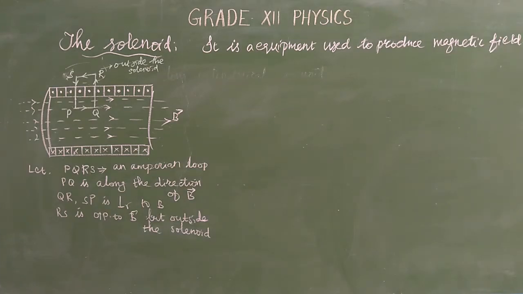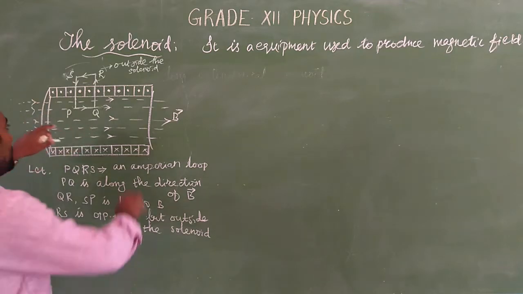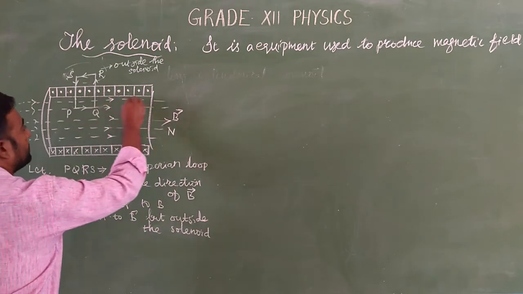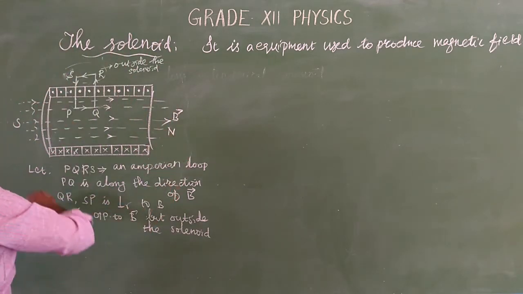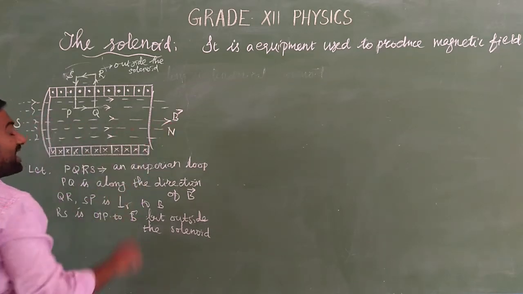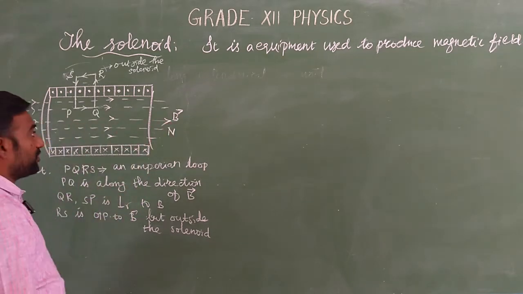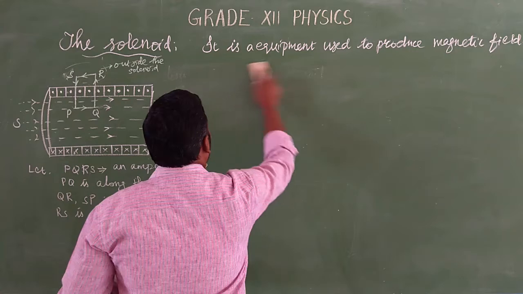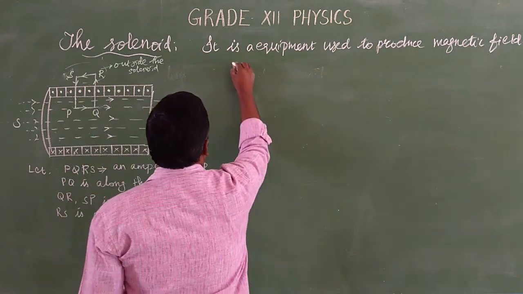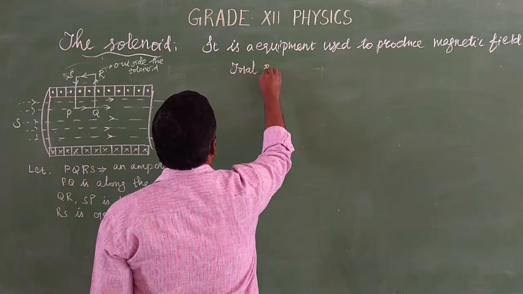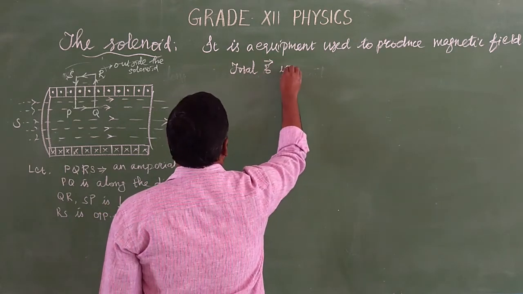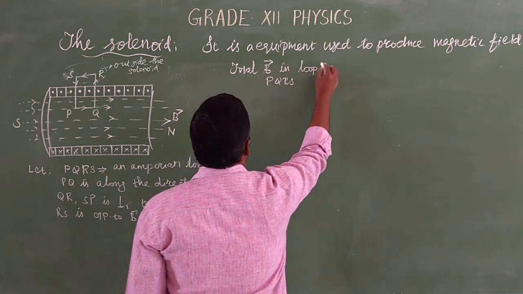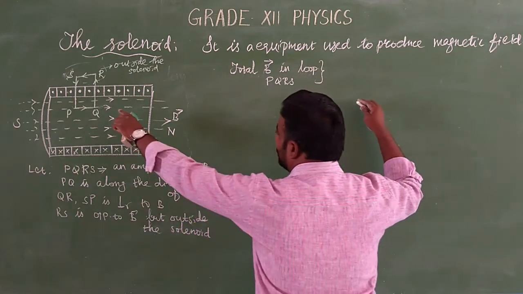Moreover, inside the solenoid the magnetic field is uniform and parallel from south to north pole, but externally from north to south pole, but internally the magnetic field is uniform, okay, at every point. So that magnetic field only we are going to determine. Therefore, the total magnetic field in the rectangular loop PQRS is determined by, it is a closed loop only, no?